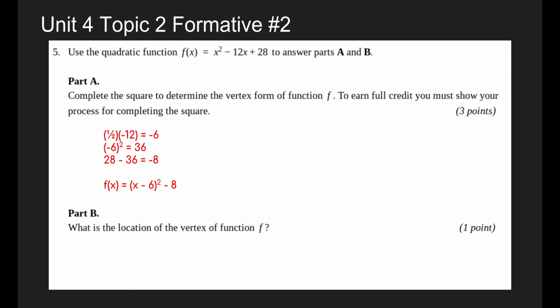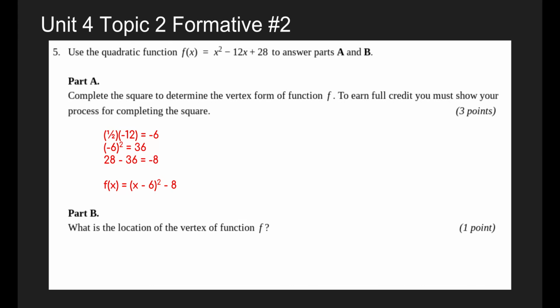Half of negative 12 is negative 6. Negative 6 squared is 36. 28 minus 36 is negative 8. So f of x is equal to the square of the quantity x minus 6, minus 8. Done. Part A, done in 45 seconds to a minute.